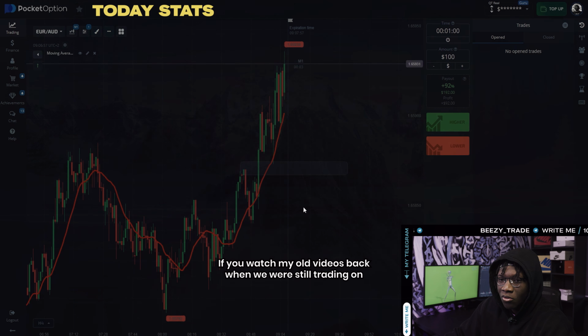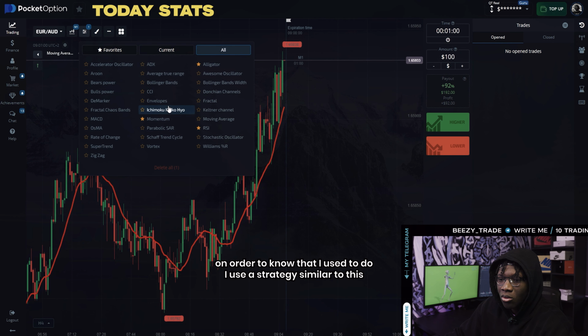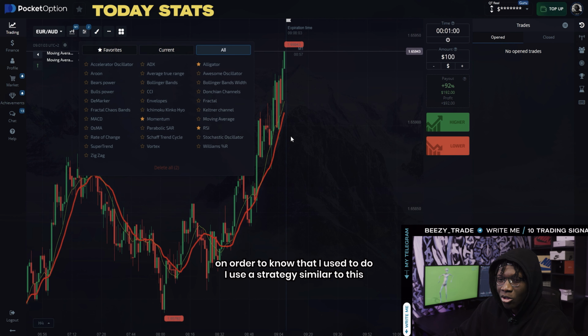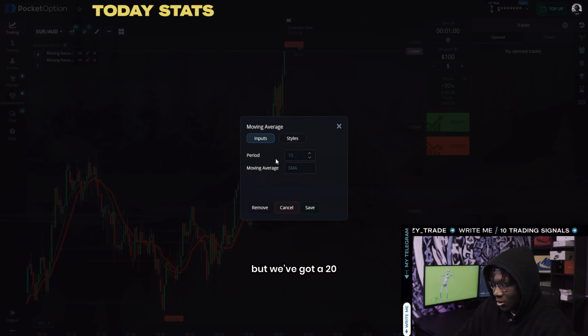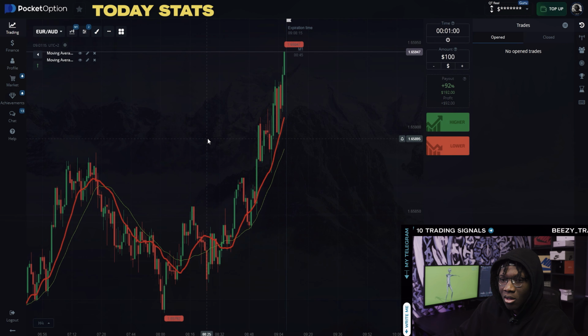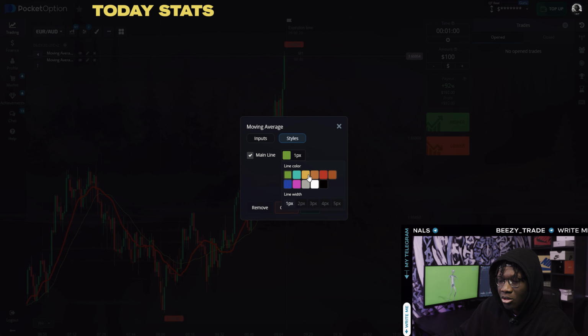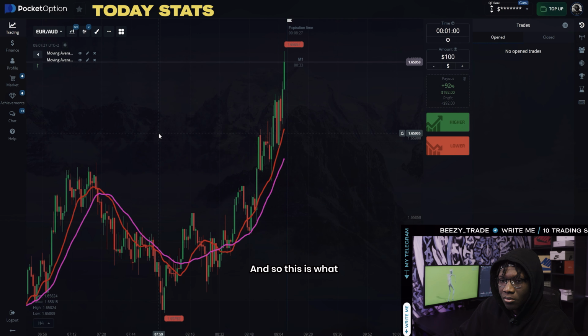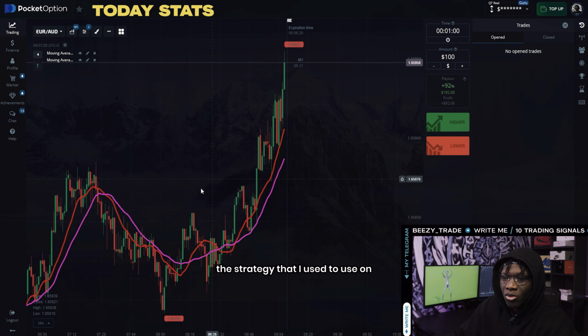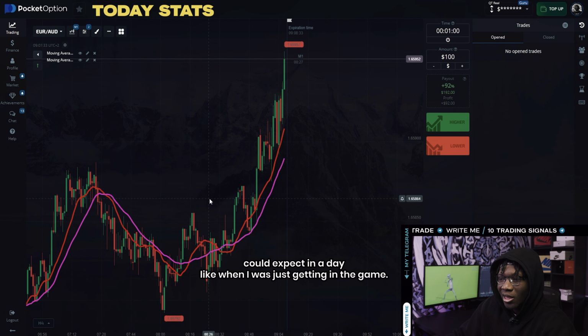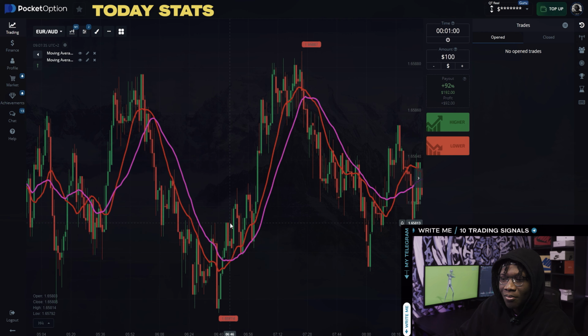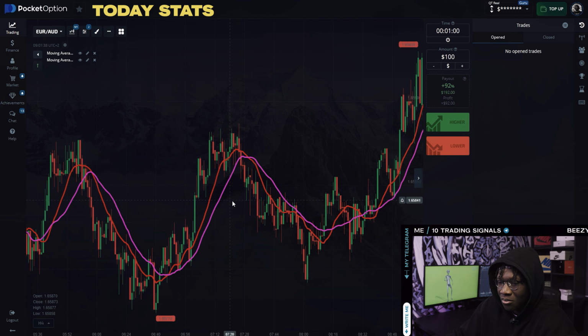If you watch my older videos, back when we were still trading on Forex, you would know that I used a strategy similar to this. Now we've got a 20 SMA, then a 25 SMA. Save. I'm gonna change that color to purple, 4 pixels. This is the strategy I used to use on Forex back in the day, when I was just getting in the game. And this is your easy moving average crossover.